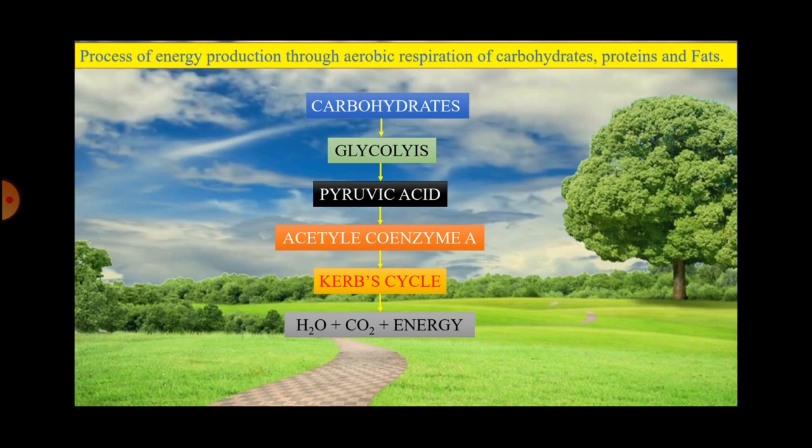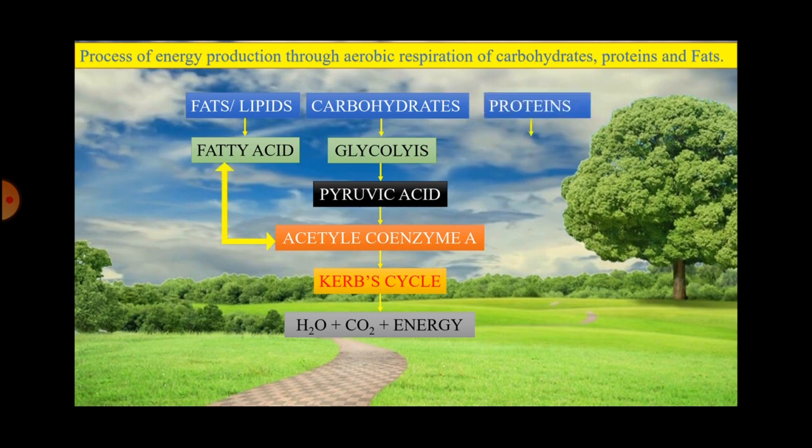What if the body doesn't have ATP molecules inside it, or if the body doesn't have carbohydrates present inside it? Then we have fats, also called lipids. Fats get converted to fatty acids and at the end we have acetyl coenzyme A. Similarly, if we don't have fats, we don't have carbohydrates, we have proteins present in the body. So proteins get converted to amino acids and then to acetyl coenzyme A. This is the process of energy production through aerobic respiration, that means presence of oxygen.